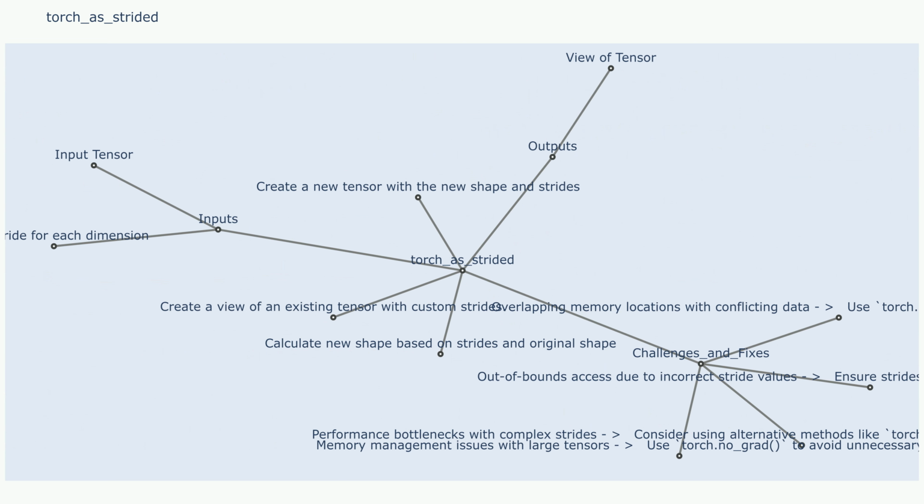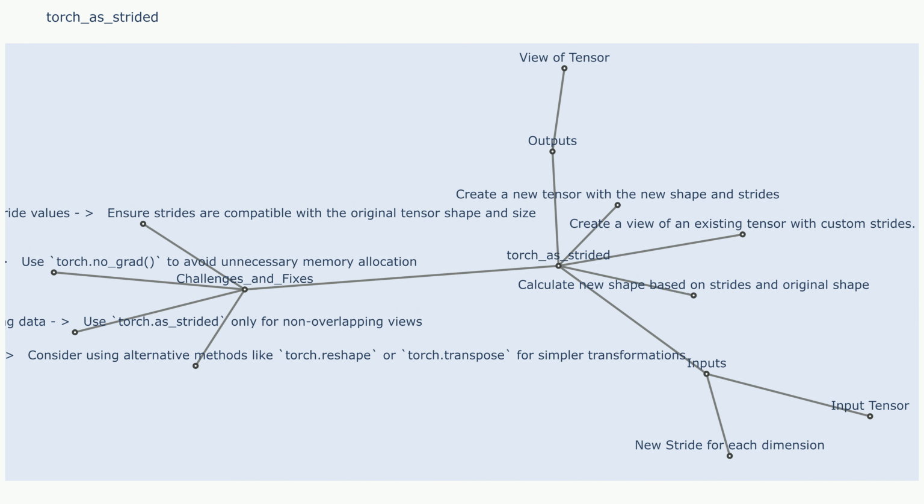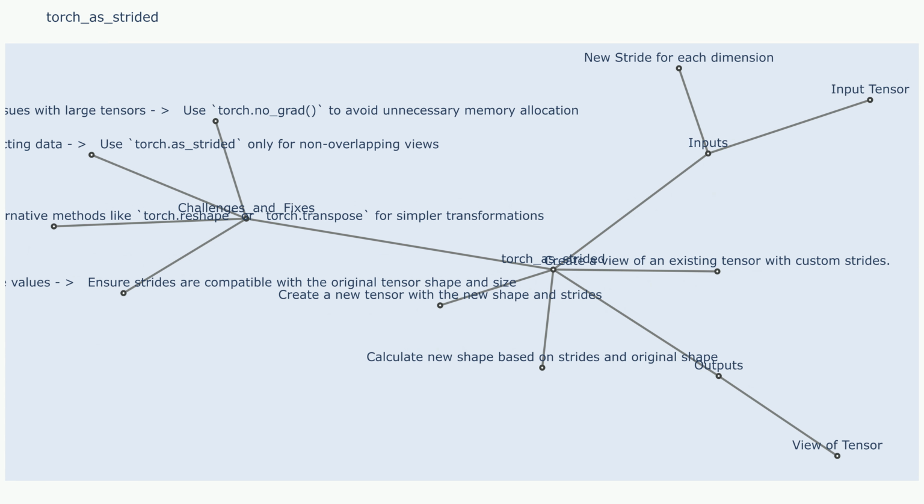Challenges and fixes. Challenge 1, out of bounds access. Sample use case that resulted in challenge 1, accessing elements beyond the bounds of the original tensor due to incorrect stride values. Fixes to challenge 1. Carefully define the stride values to avoid accessing memory outside the original tensor's boundaries. Verify that the stride pattern is consistent with the dimensions of the original tensor.